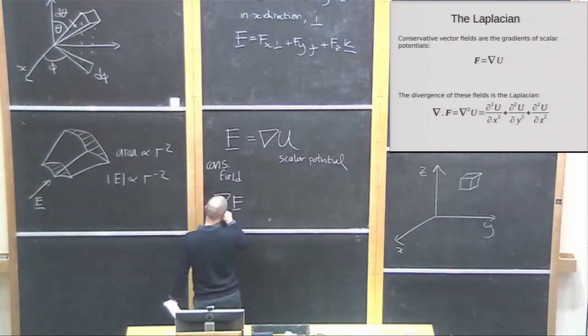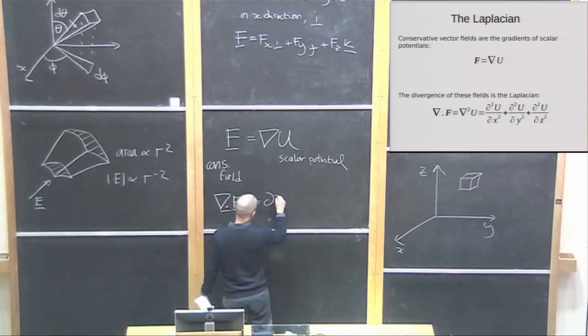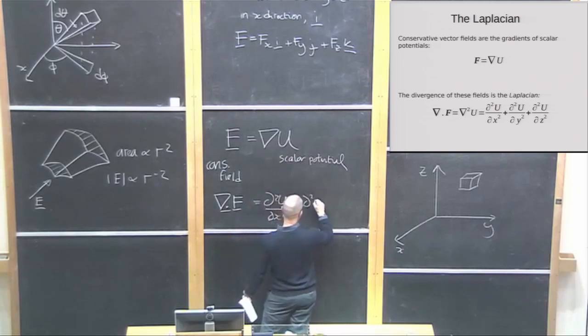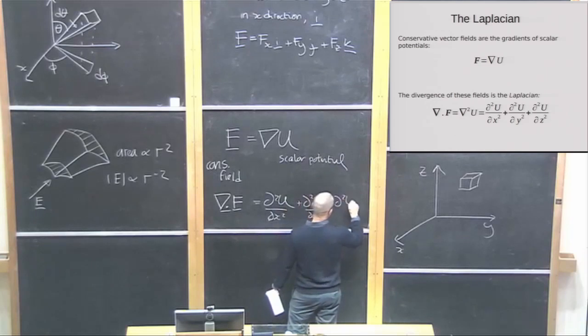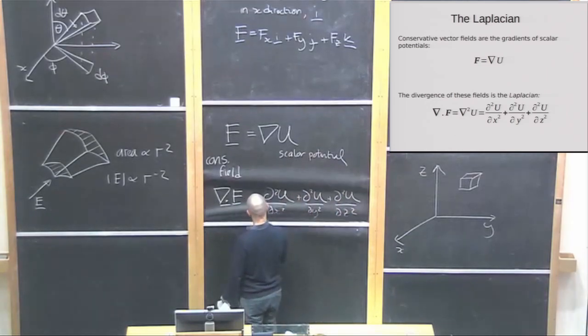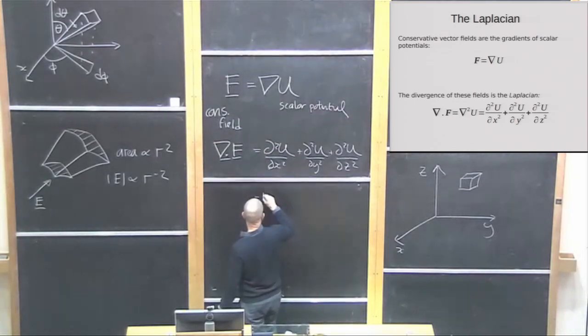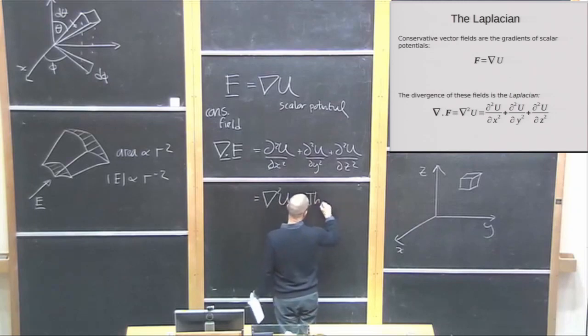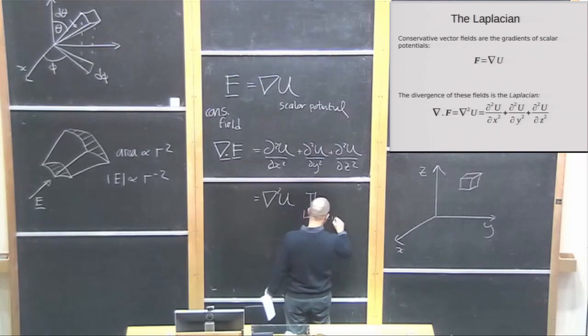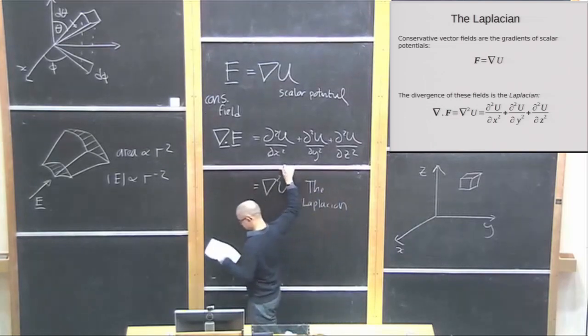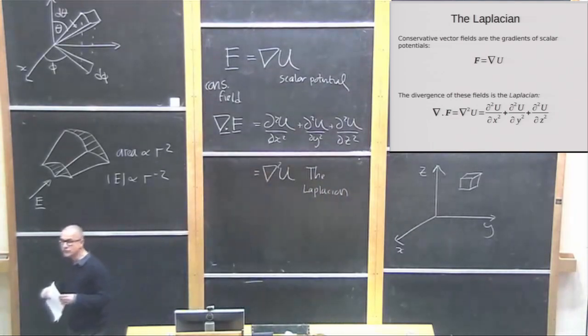So the divergence of F is then d²u by dx squared plus d²u by dy squared plus d²u by dz squared. And this is also known as del squared u, which is, as it says on the screen, the Laplacian. So there's a number of things that you can do with the Laplacian.